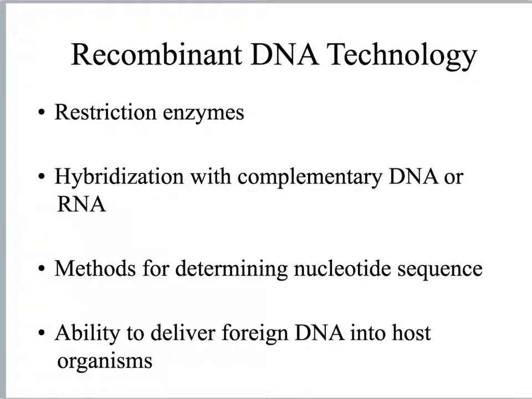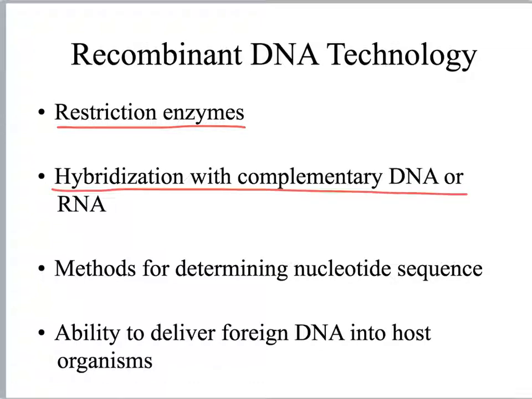So there are a number of advances in biochemistry that have allowed for the advancement of recombinant DNA technology. And what we have listed here are some key areas that have led to that advancement. So first, we have the use of restriction enzymes. Now, most, if not all of you, have used a restriction enzyme at some point in the lab. The use of restriction enzymes allows us to fragment DNA, and then those fragments can be manipulated.